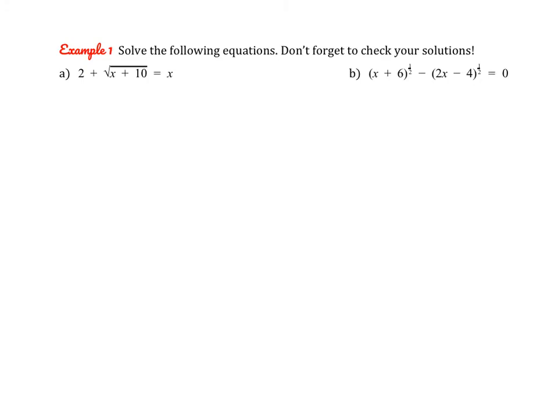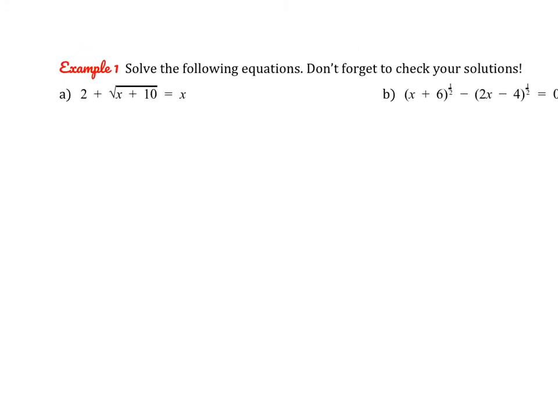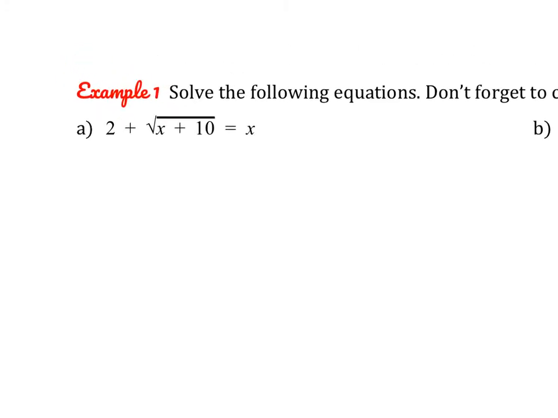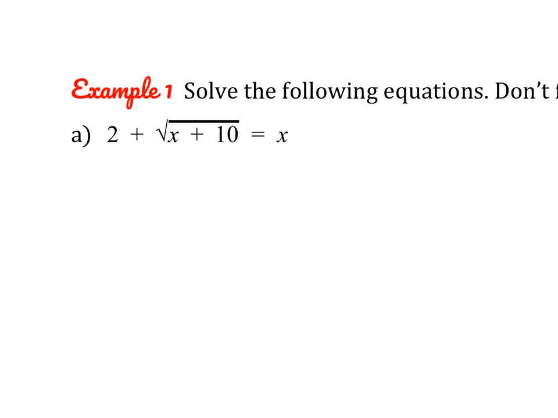Alright, so we're going to try 2 examples together. We're going to solve, and it even says, don't forget to check your solutions. So here, again, our first goal is going to be to isolate this square root of x plus 10. And we can do that by subtracting 2 from each side. So that leaves us with the square root of x plus 10 equals x minus 2.